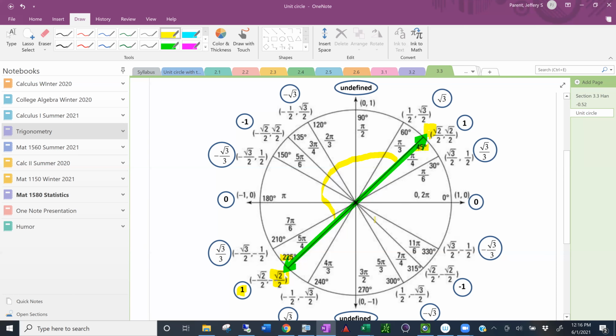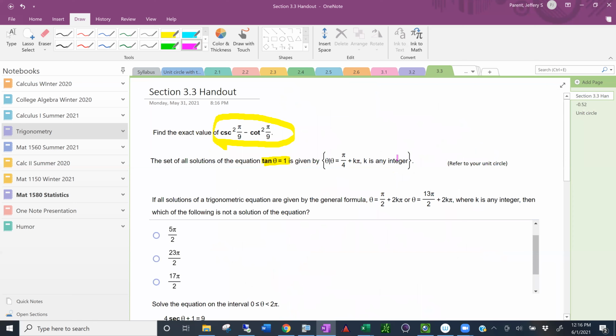So this keeps on going forever and ever, though. If I add another pi, get back here, tangent is still 1. And then I can keep going, add another pi. So what the solution is showing you is that tangent has that periodicity, and that you can keep on adding pi to your answer of pi over 4 to keep on getting as many solutions as you want. So that's what's going on there.